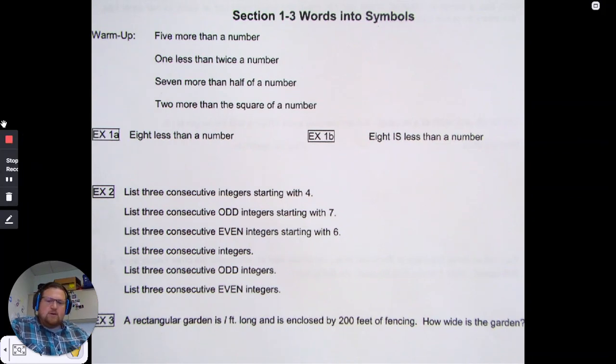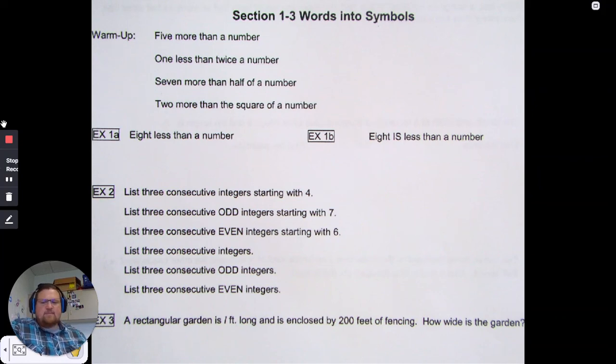Okay, this is going to be all about taking words and turning them into mathematical statements, using those mathematical symbols that we know. So we're going to start off with these warm-up problems, just real quick reminders of what this looks like, and then we'll get right into the problems.